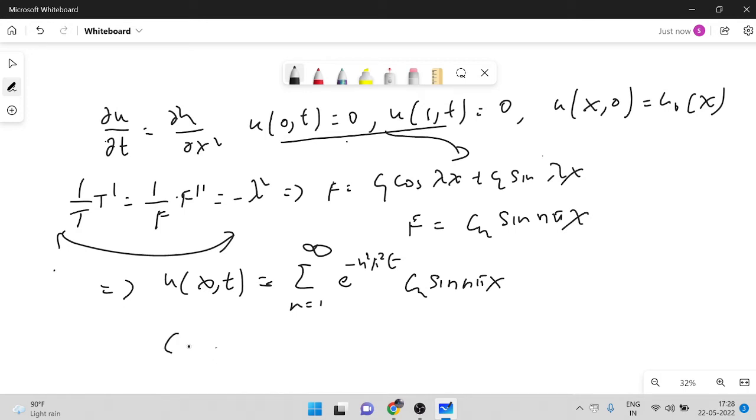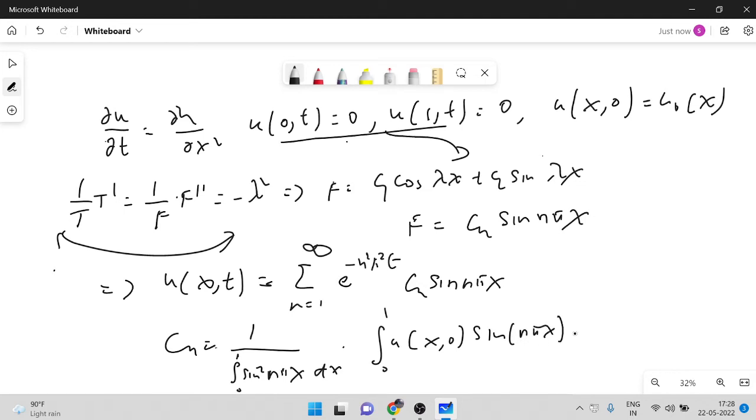So what's your Cn? You put t equals 0, and then Cn equals 1 by the integral of sin square n pi x from the limits 0 to 1 dx, into the integral from 0 to 1 of u of x comma 0 times sin n pi x dx. So this is the value of your Cn.